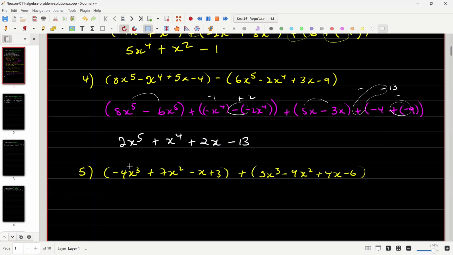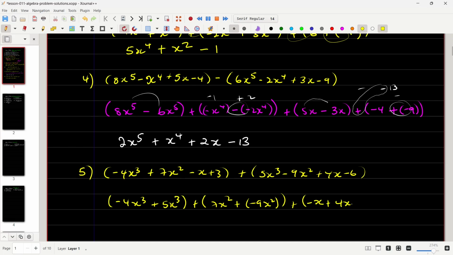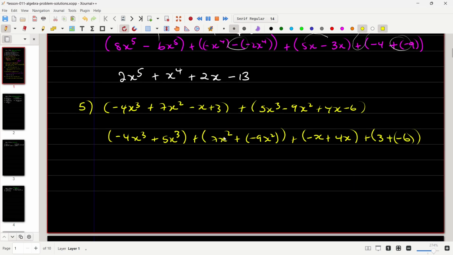Yellow. Right, so with this one here, we have minus 4x to the third power plus 5x to the third power. Then we have 7x to the second power plus minus 9x to the second power plus minus x plus 4x, and then plus 3 minus, sorry, plus minus 6, right? And I'm putting it in brackets just so that you know I'm moving the number with the sign in front of it into these.